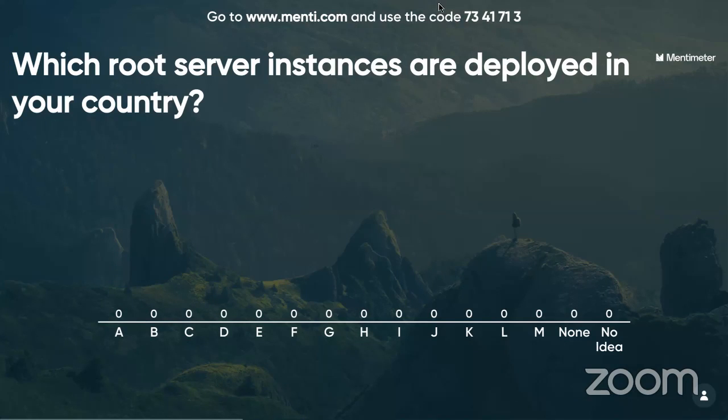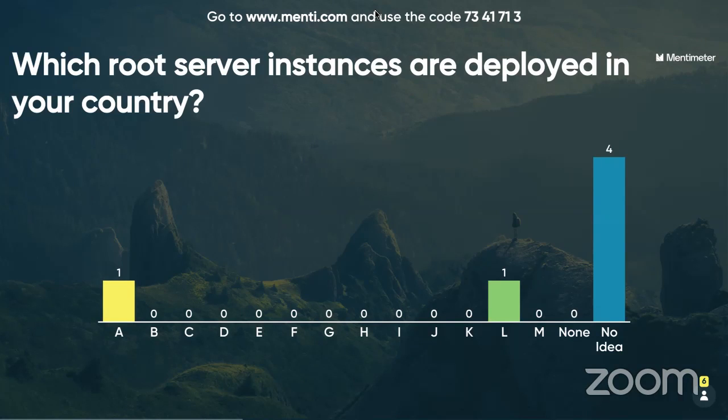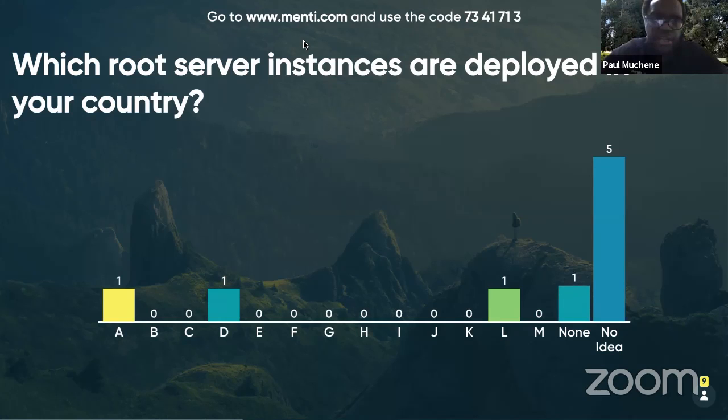Head over to menti.com and use the code 7341713. Which root server instances are deployed in your country? Is it A, B, C, up to L, up to M? Is it none, or do you have no idea what is deployed? Paul just mentioned some of them in his previous slides. So if your country was mentioned, maybe you have an idea of what has been deployed.